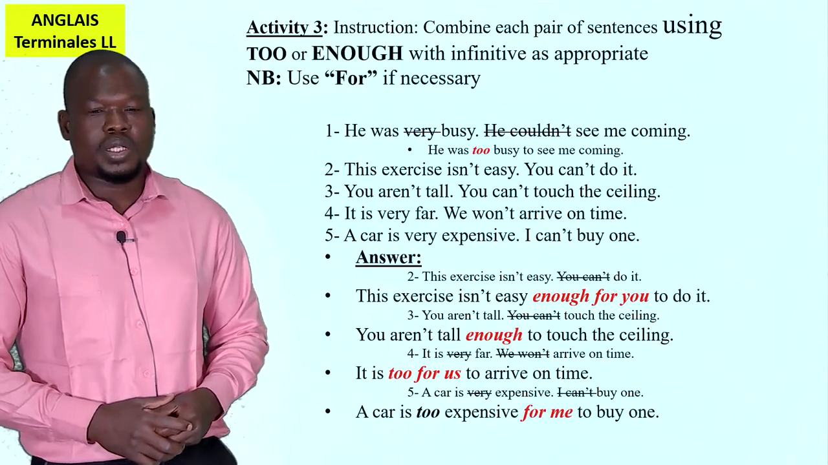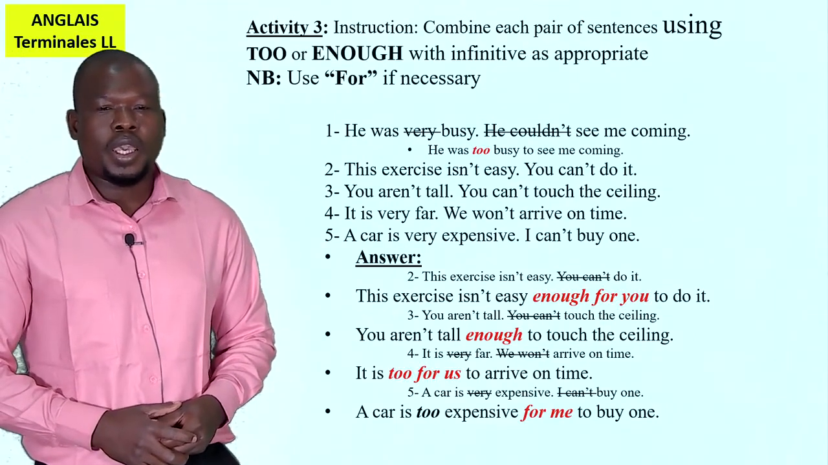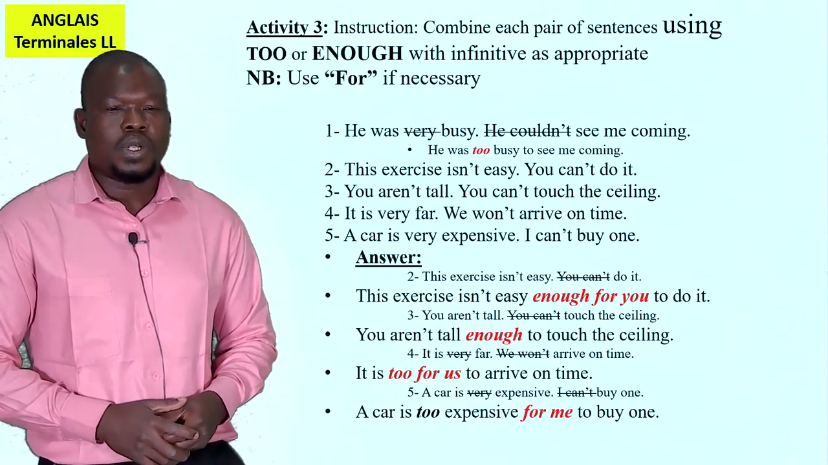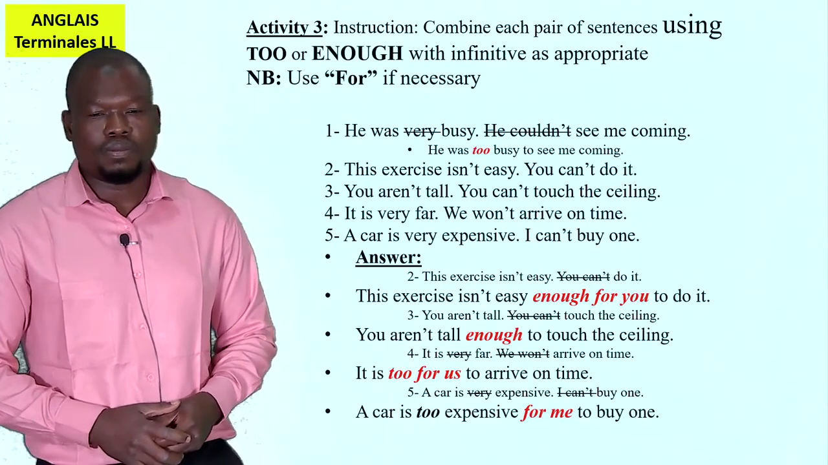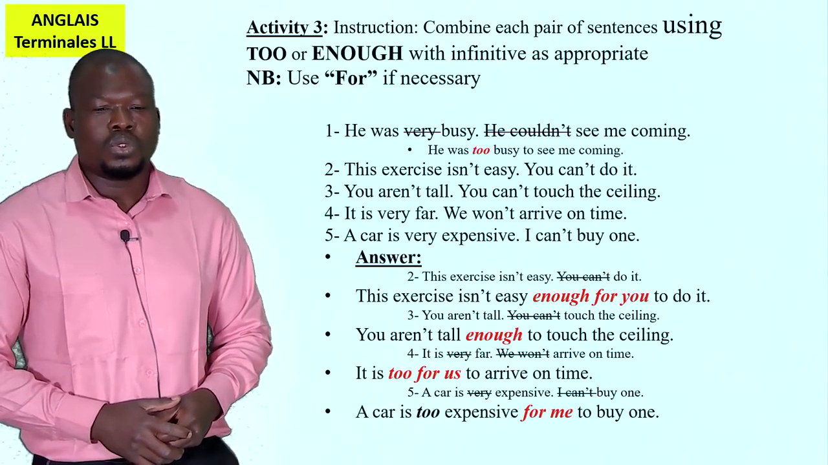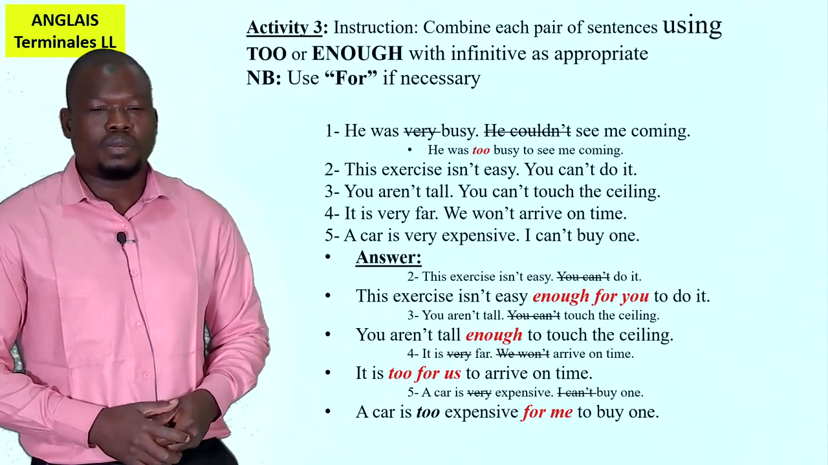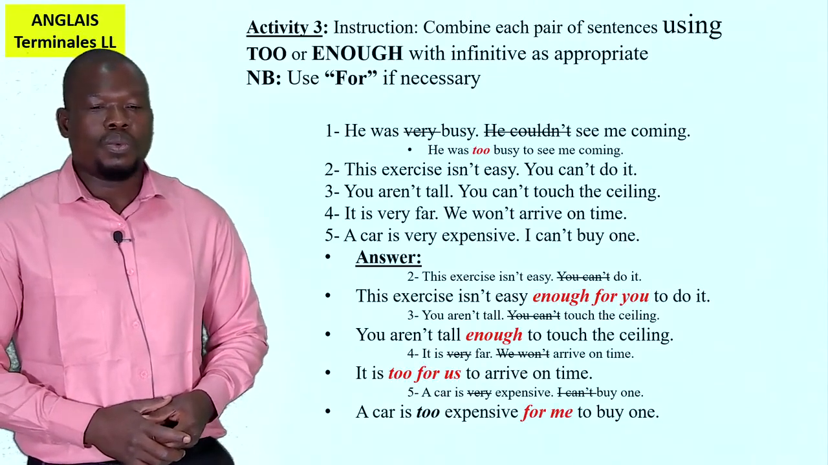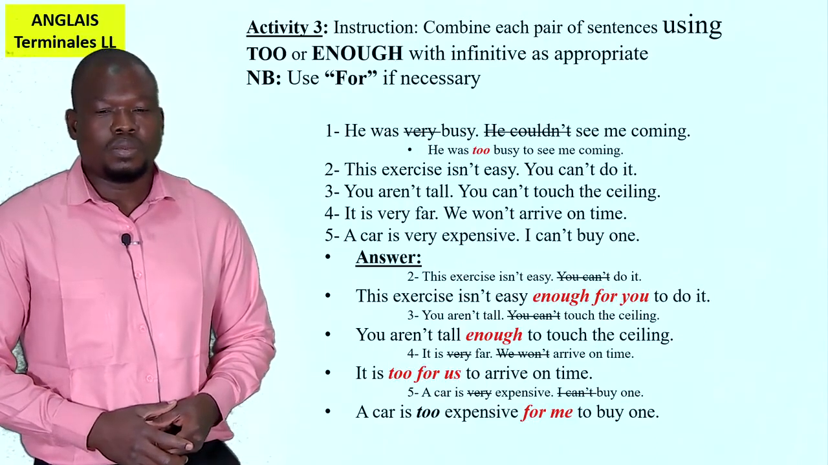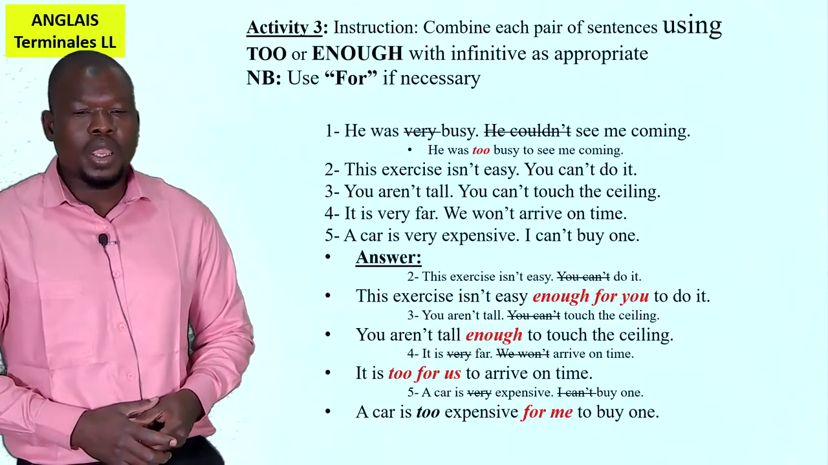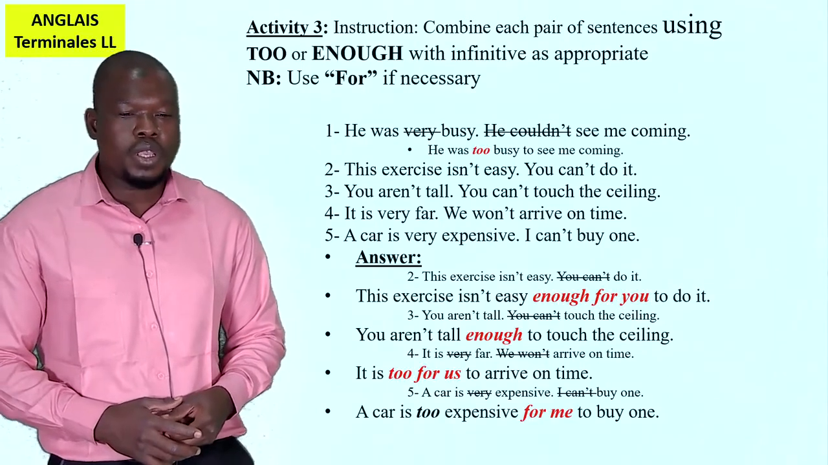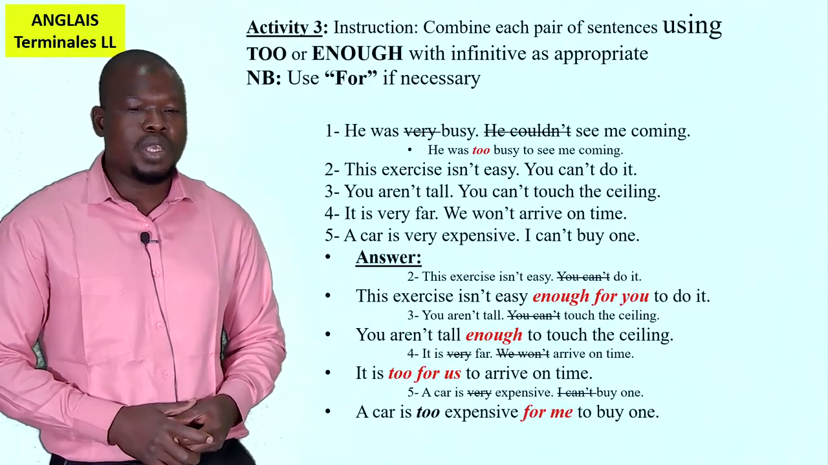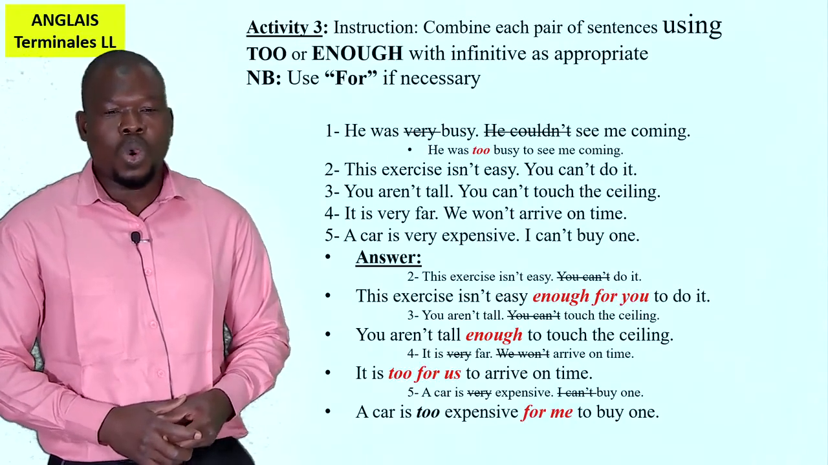The last sentence: a car is very expensive. I can't buy one. Here we can say, as you see, we cross very, we cross I can't. As corrected, a car is too expensive for me to buy one.